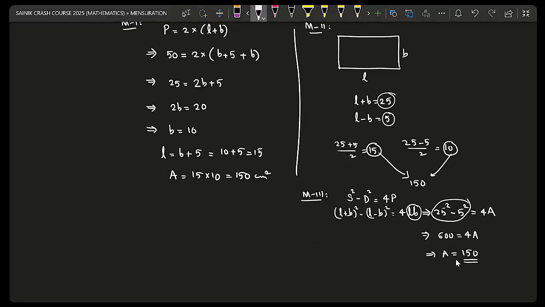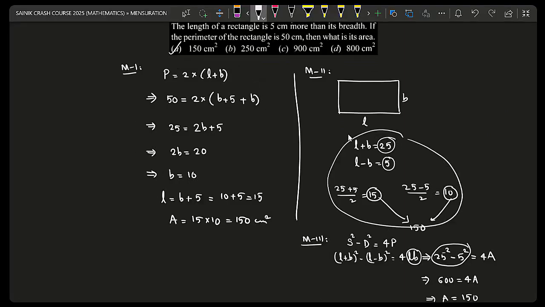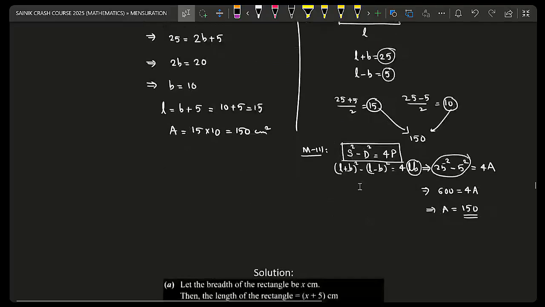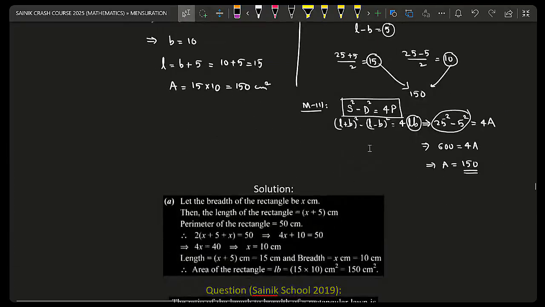So this is how we get the answer by different methods. The answer is 150 centimeters squared. This one uses the perimeter formula, and this is the shortcut when we try to find numbers using sum and difference. This is the easiest way of doing this question: for any two numbers, the sum squared minus the difference squared is 4 times the product. So this is how we solve this, and the answer is 150 centimeters squared.